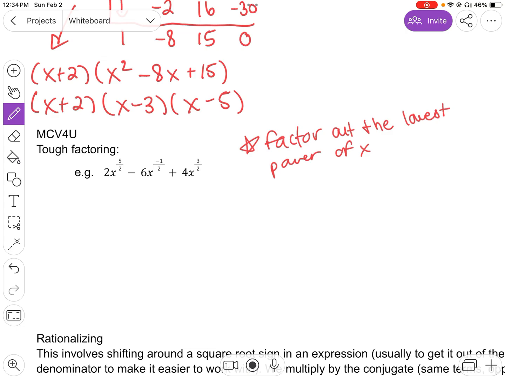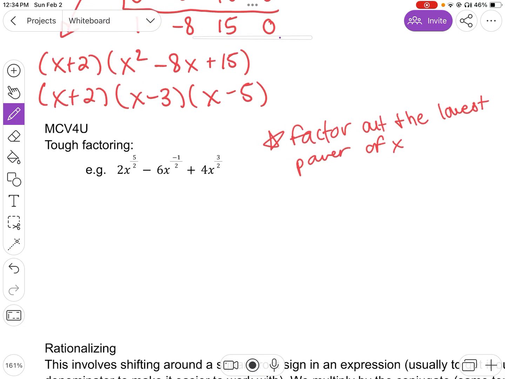Okay, so the lowest power of x is going to be our negative half, and so we're going to factor that out. So we're going to factor out an x to the negative half. And then also looking at our coefficients there, we see that we can factor out a 2 as well. So we're going to factor that out.